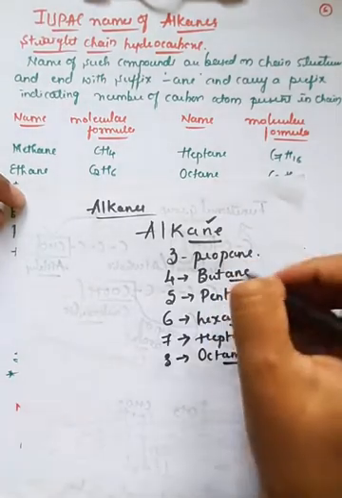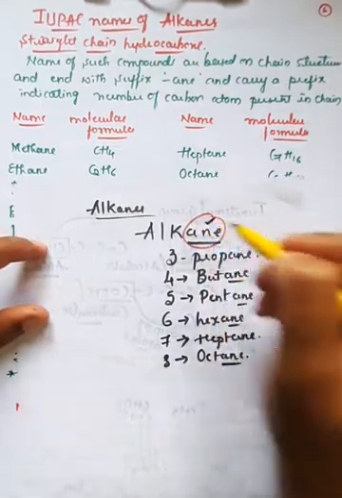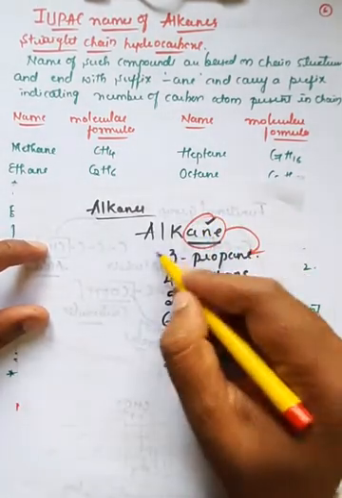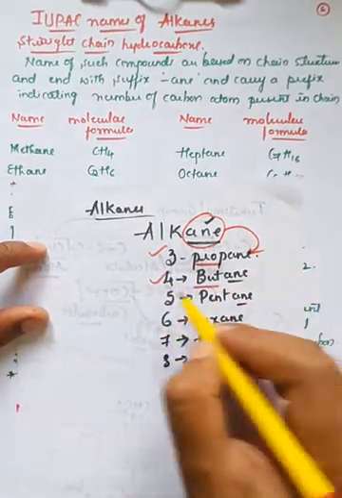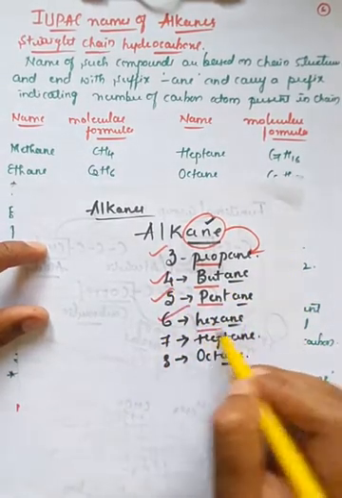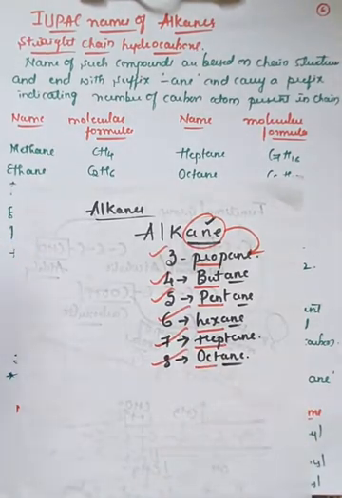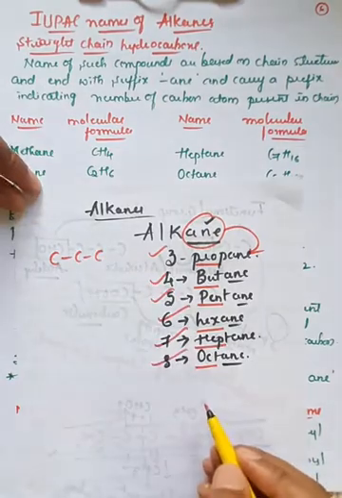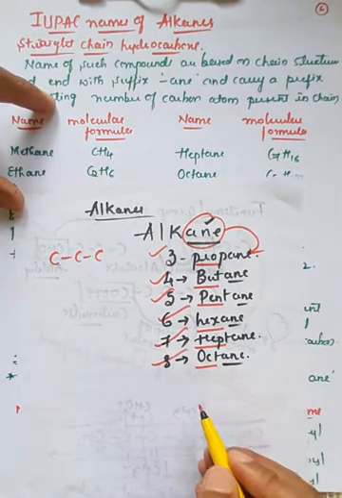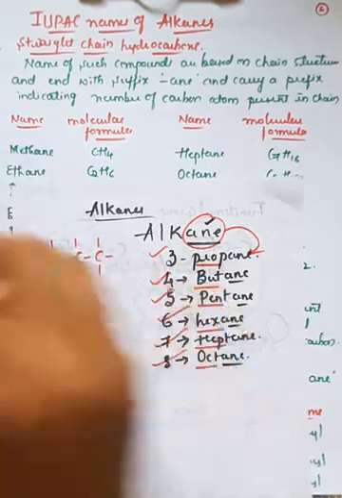This ane is derived from alkane. If there are 3 carbon atoms, it is called propane; 4 carbon atoms, butane; 5 pentane; 6 hexane; 7 heptane; 8 octane. If you take 3 carbon atoms in a straight chain, it consists of 1, 2, 3, 4, 5, 6, 7 and 8 hydrogen atoms.